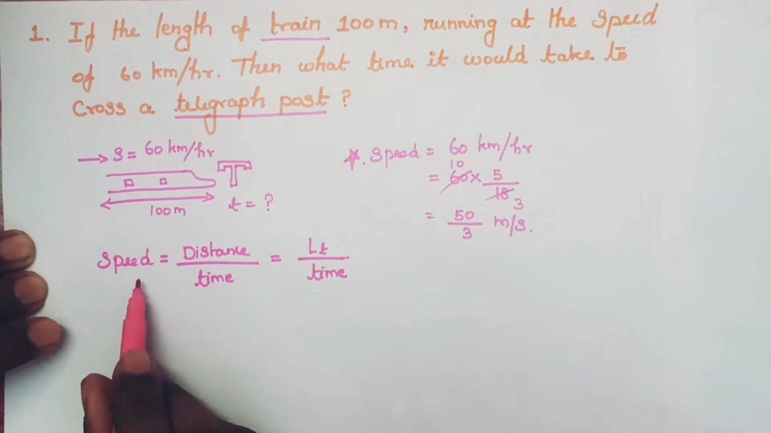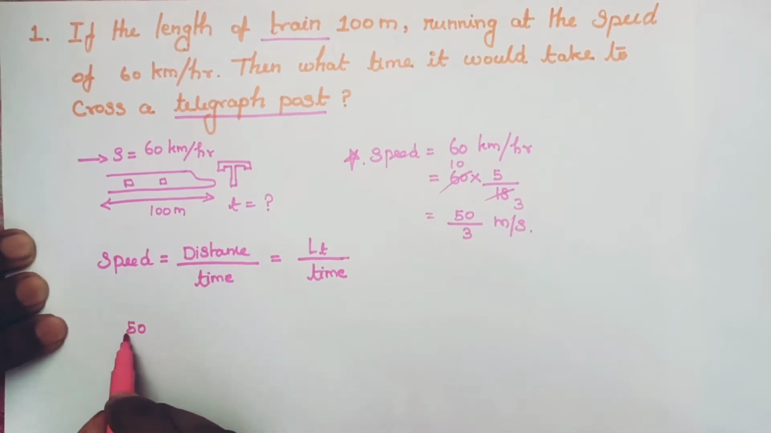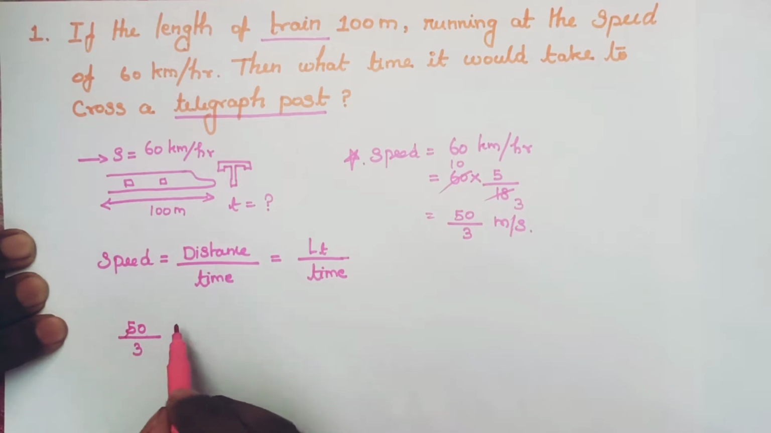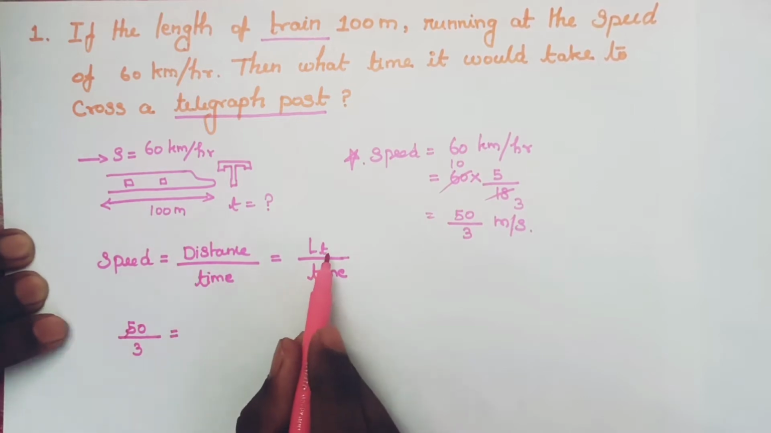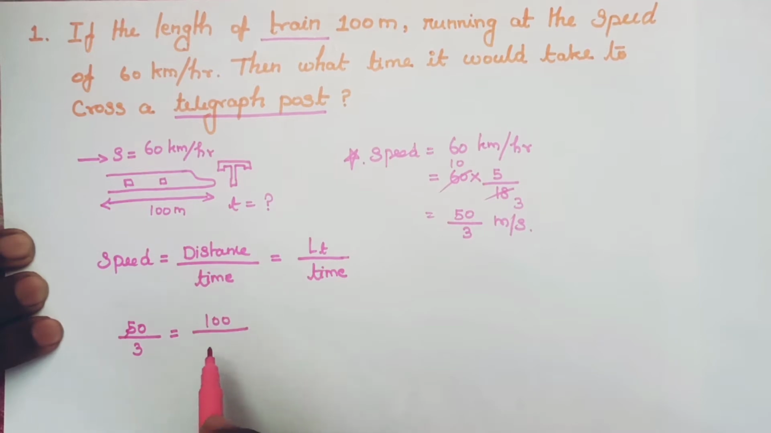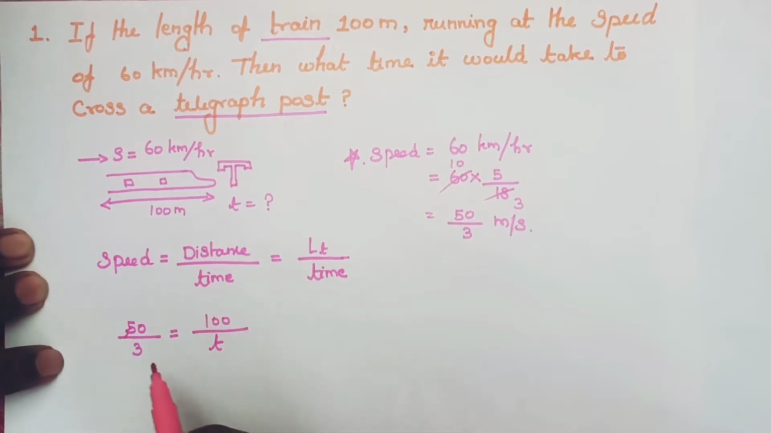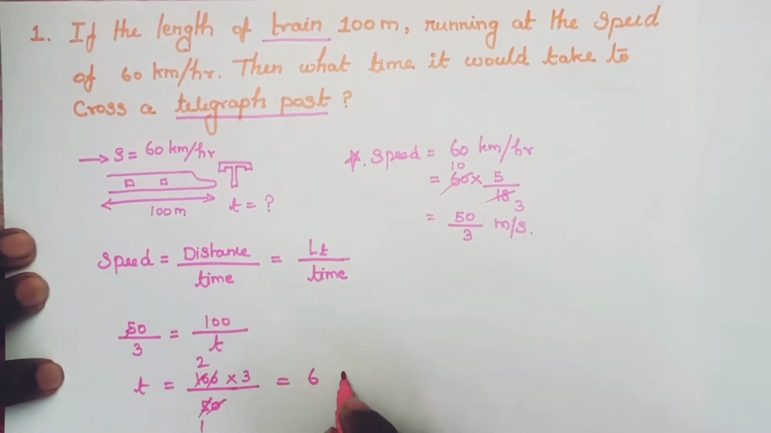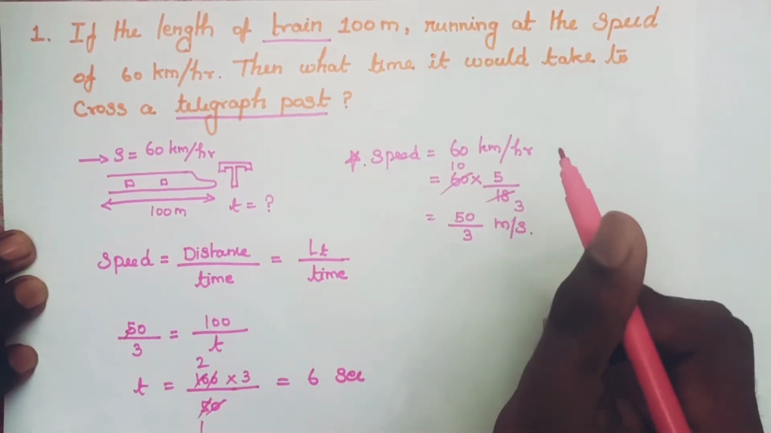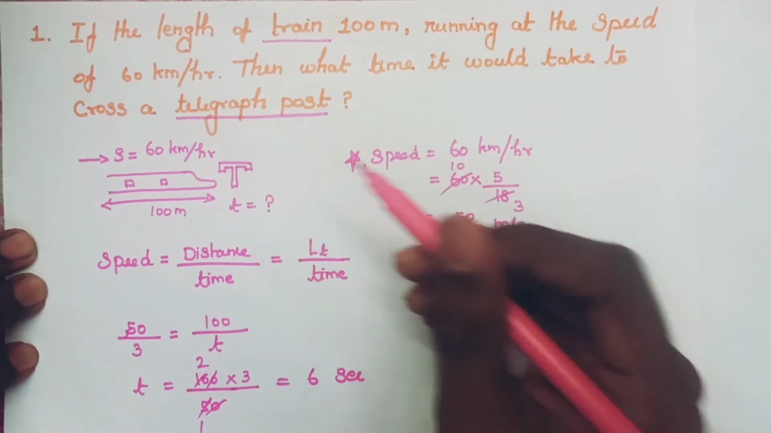Just apply it into the formula. Here the speed equal to 50 divided by 3, that is equal to distance. Distance is length of the train, that is 100 meter, and you have to find the time in seconds. So t equal to 100, and 50 by 3 will go to that side, it will be like this. 2 5s are 10 and 2 3s is what? 6. So here your answer is 6 seconds. So the train would take 6 seconds to cross the telegraph post.